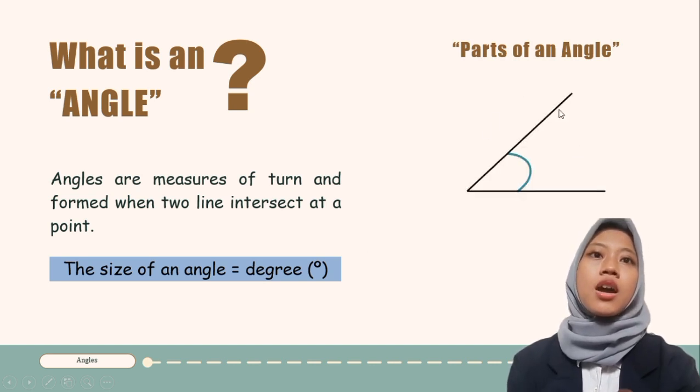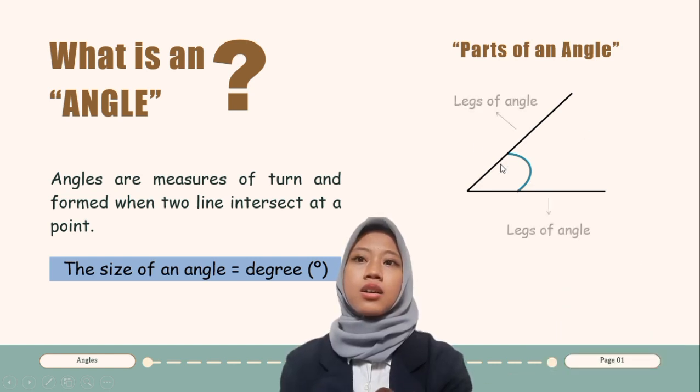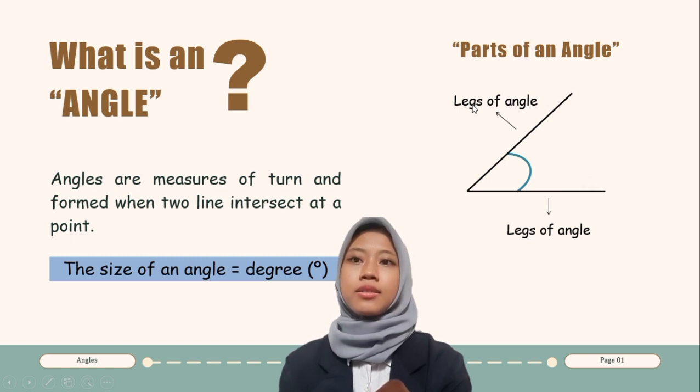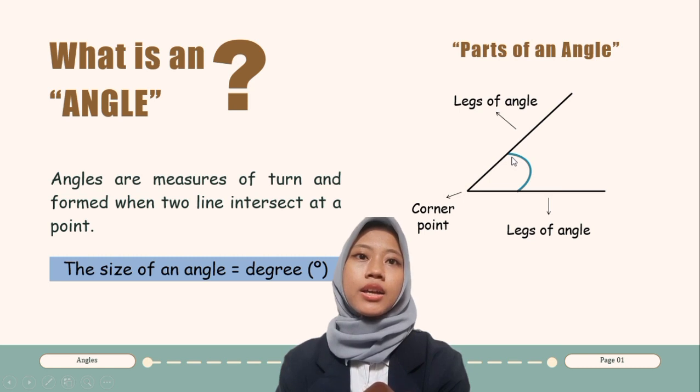Look at this figure. This figure is an angle. Two lines intersect at a point, in here and in here. They are called the legs of an angle. And then, where the two lines intersect in here, it's called the corner point. And then the blue color in here is called the angle area.